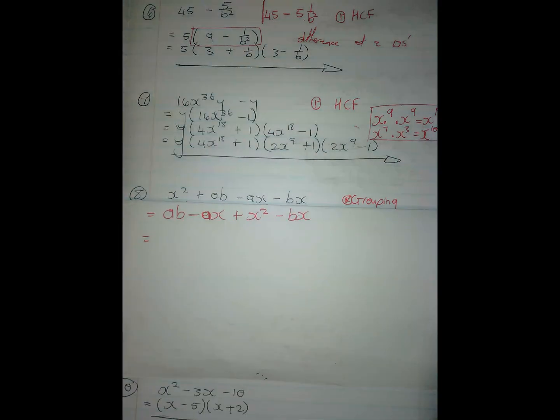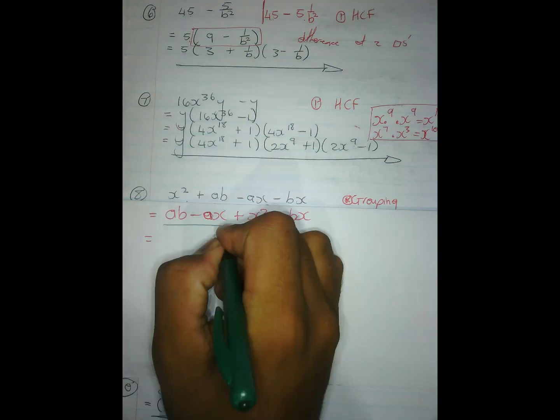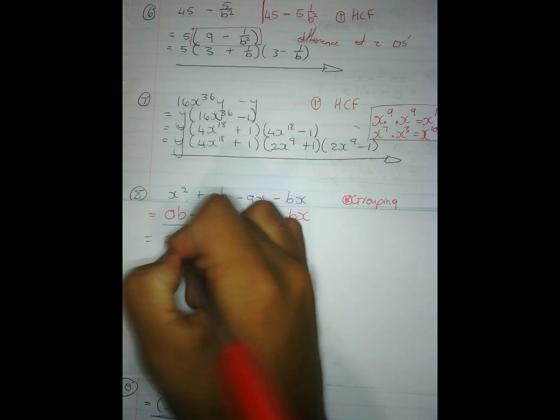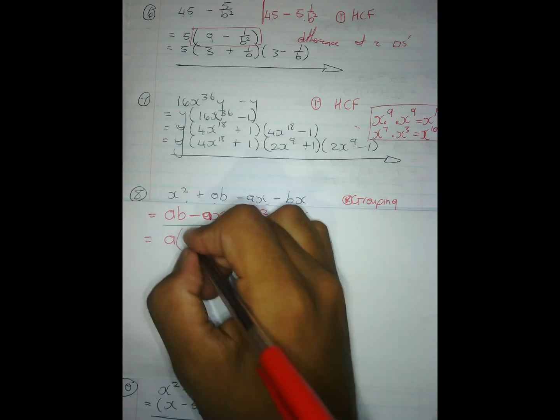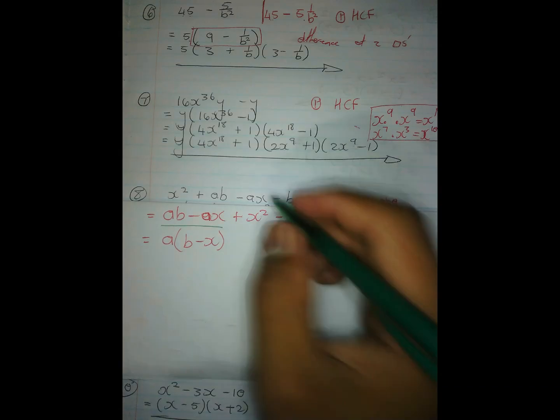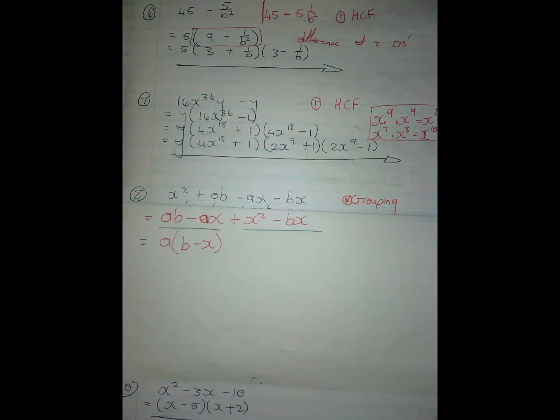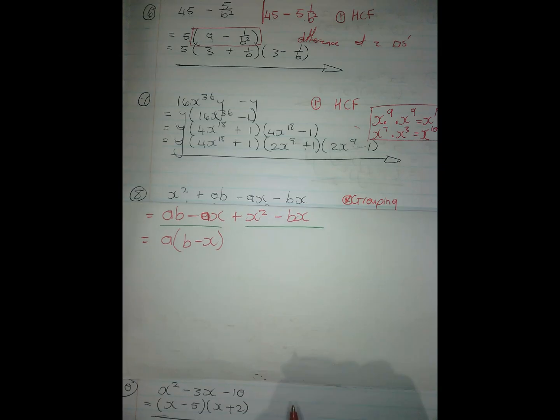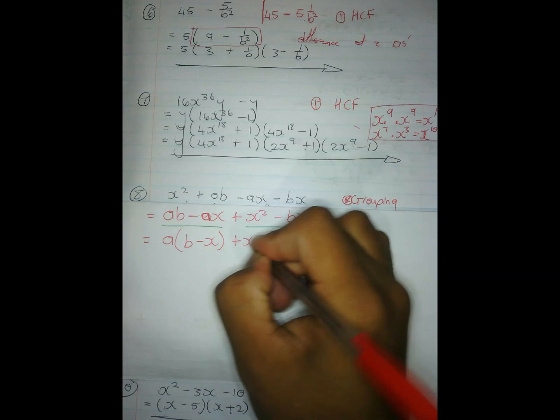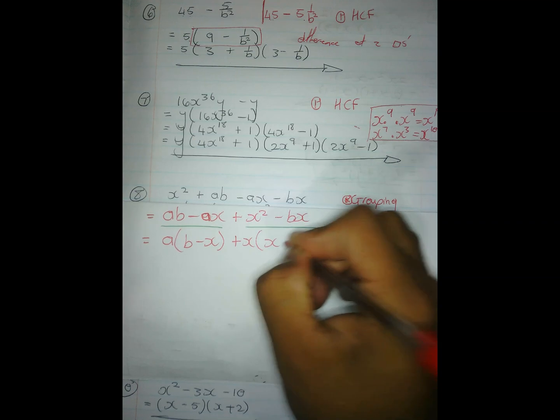Okay, so what do I do now? I look at the first two. Then I say highest common factor there is an A. What's left over is B minus X. Now I look at this side. I ask myself, what's the highest common factor there? And the highest common factor there is an X again. So it's an X. What's left over is an X minus B.